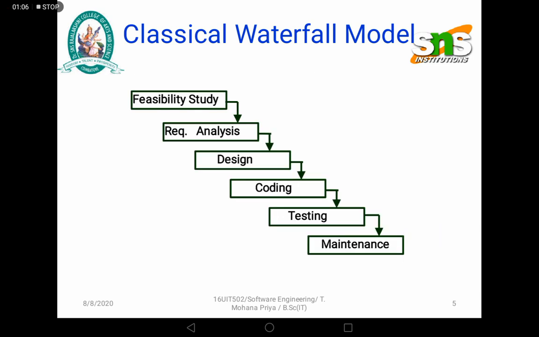These phases are organized like a waterfall. Once a phase is completed and it enters the next phase, it cannot come back to the previous phase. That is the concept of the classical waterfall model. For example, once the design phase is completed and it enters the coding phase, the coding phase cannot go back and review the design phase. This is the concept of the classical waterfall model.